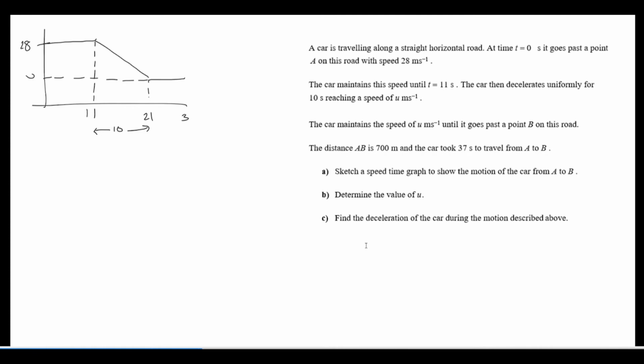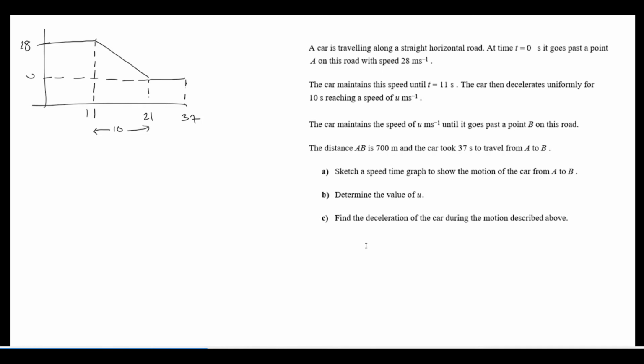And now that speed of u is maintained for, well, we didn't know how long for, but we were told that the entire journey took 37 seconds. So we can just draw that up to 37 seconds. So that's a 16-second interval. Okay, so this is the complete velocity time graph, speed time graph.